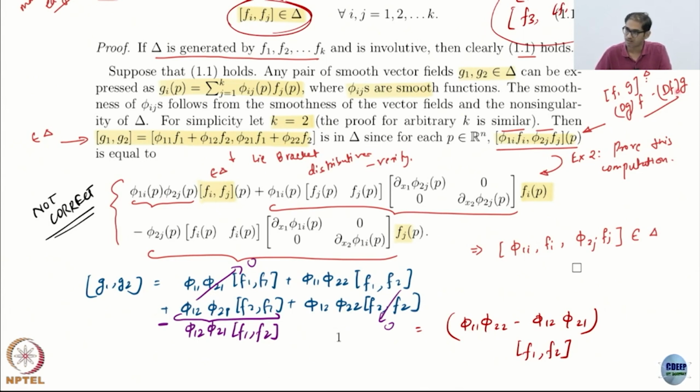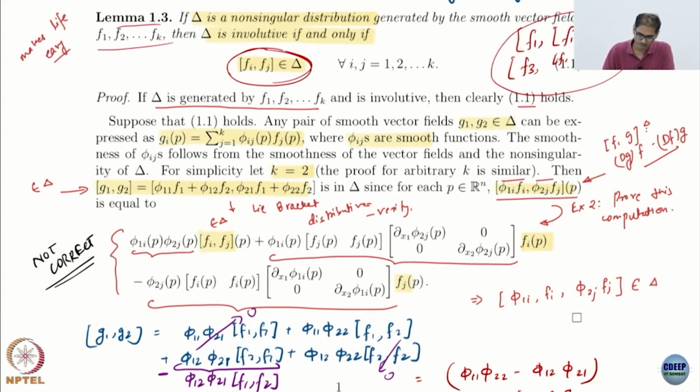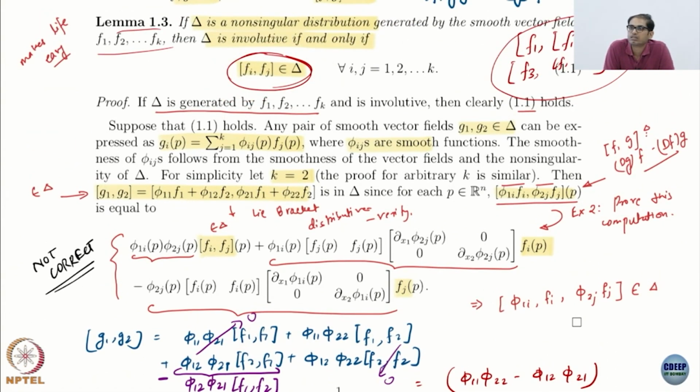And so that is negative. [F1, F2] is the negative of [F2, F1], again by antisymmetry. So all I have left is this entire term. And this is just a scalar. Fine, a scalar function, but still a scalar, not changing the direction of the vector. And I have already assumed that [F1, F2] belongs to the distribution. So I am done. [G1, G2] belongs to the distribution now.